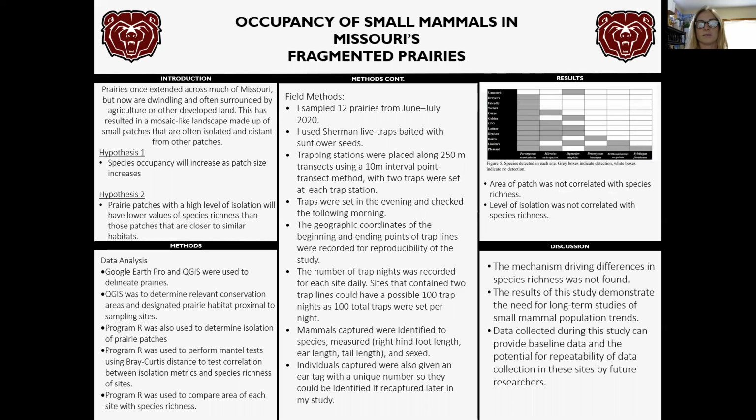Here you can see a figure of our captures. The gray squares indicate that the species were captured in that site, and white squares indicate that they were not captured in that site. And here the names are our sites and the species that we captured.